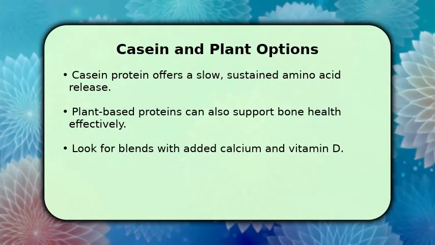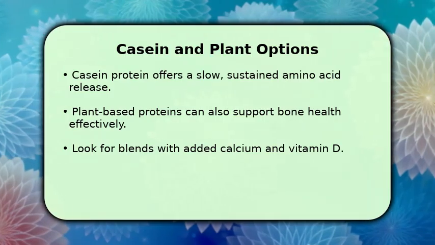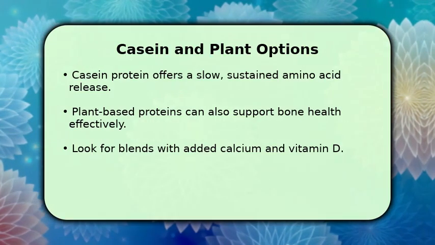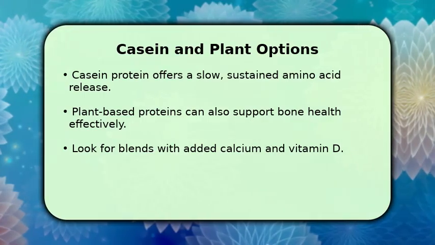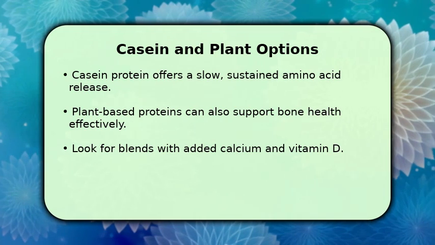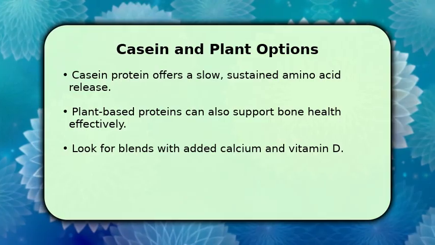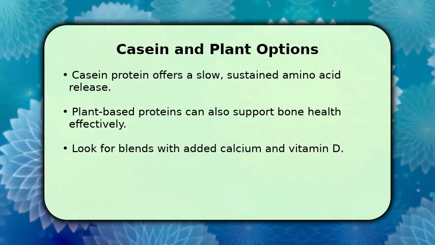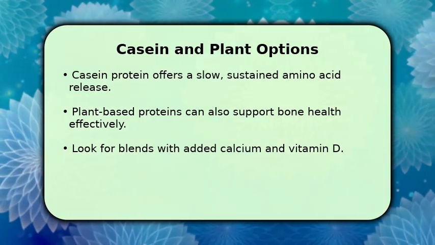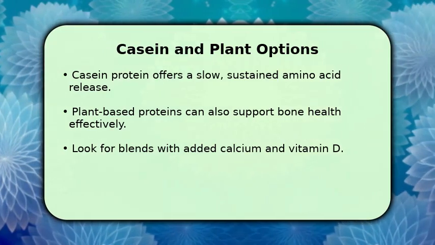Casein protein, found in milk, provides a slower release of amino acids, which can be beneficial for bone repair overnight. For those preferring plant-based options, pea, soy, or rice protein blends are excellent. Ensure your plant protein sources are complete or combined to provide all essential amino acids. Many plant proteins are fortified with bone-supporting nutrients like calcium and vitamin D, enhancing their benefits.